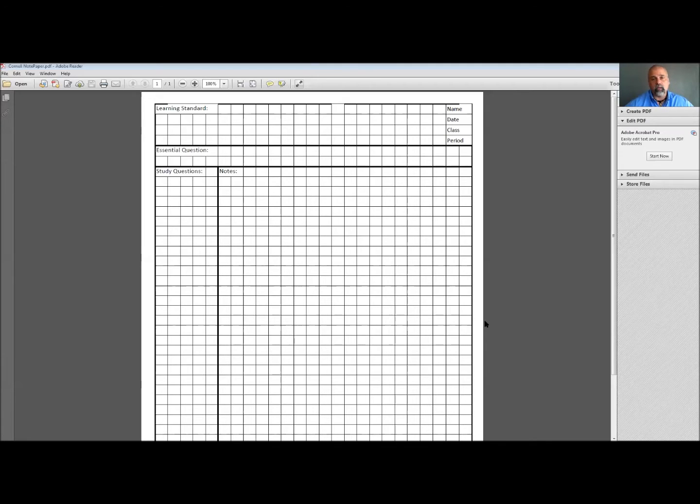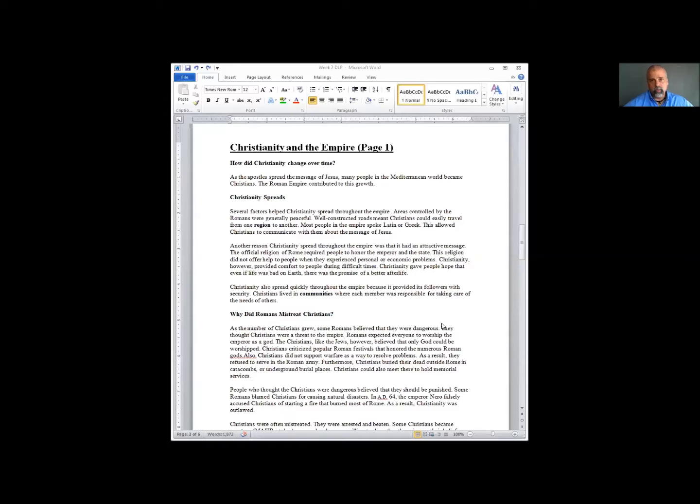I already have a video on how to set up Cornell notes, so I'm not going to spend a lot of time on that. Just make sure you have the framework in place so you can fill in the blanks. The two things you need to take good Cornell notes are good Cornell note paper and a source of information. This is the text that we're going to use to put into our Cornell note frame.